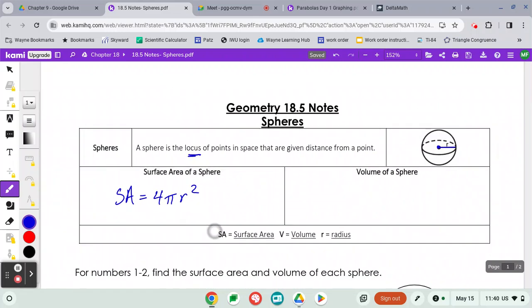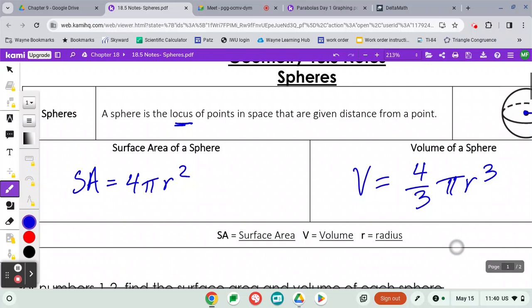And then for volume, it is 4/3 pi r cubed. So notice on both of those, there's only one thing I need to know to solve for my surface area and my volume. What do I need? If I know the radius, I can find both of those. Good. So write the formulas down, and then let's look at that first example.